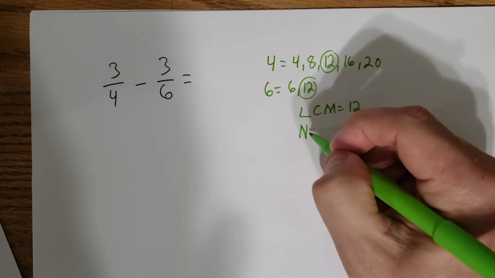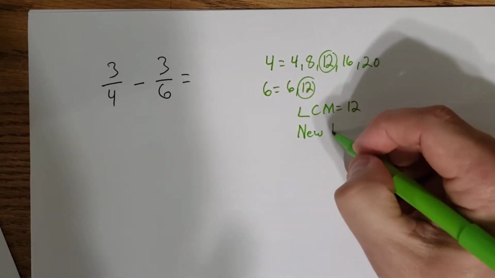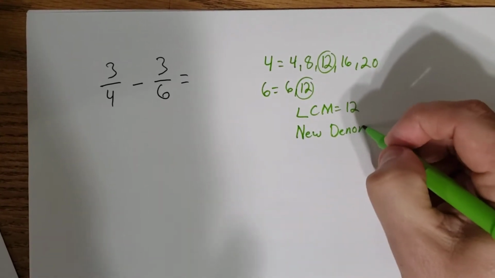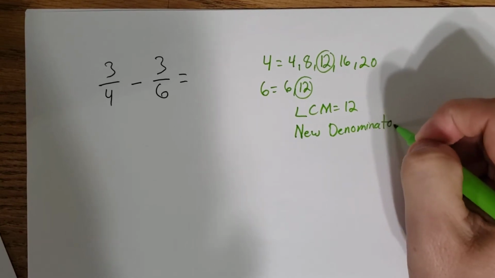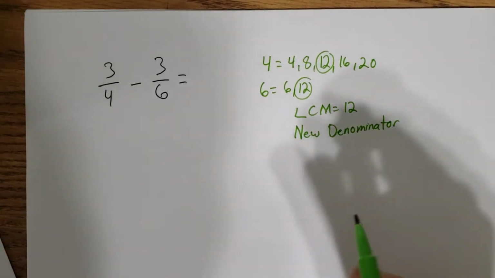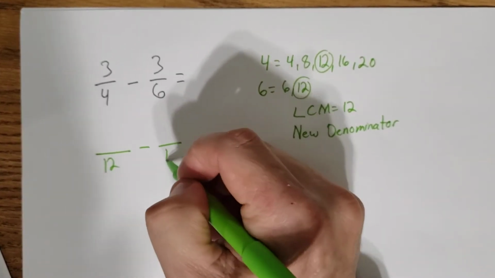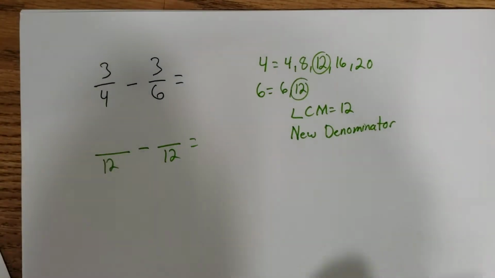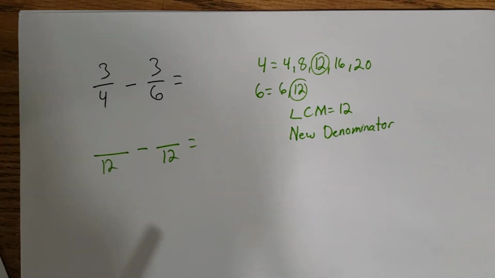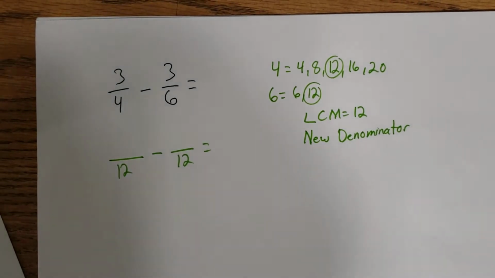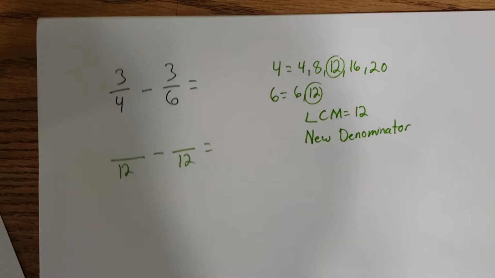What do we do with that LCM? It becomes our new denominator. That's our bottom number. So now we know that we're going to have something twelfths minus something twelfths. What we have to do now is figure out how is that number changing? How are we getting these equivalent new fractions?